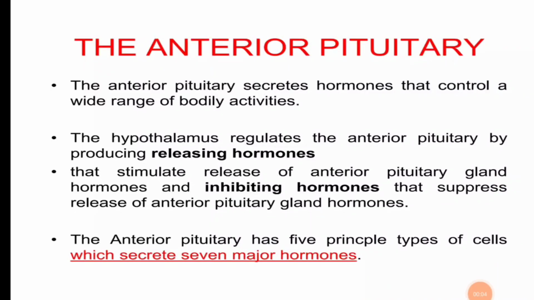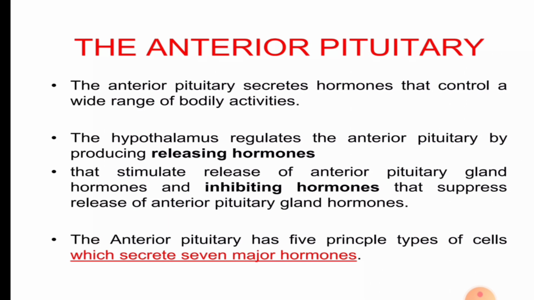In today's class, I discuss the anterior pituitary. The anterior pituitary secretes hormones that control a wide range of bodily activities. The hypothalamus regulates the anterior pituitary by producing releasing hormones that stimulate the release of anterior pituitary gland hormones, and inhibiting hormones that suppress the release of anterior pituitary gland hormones.